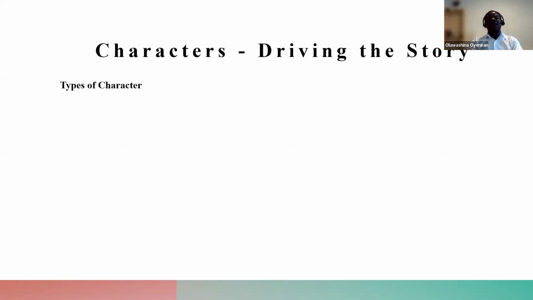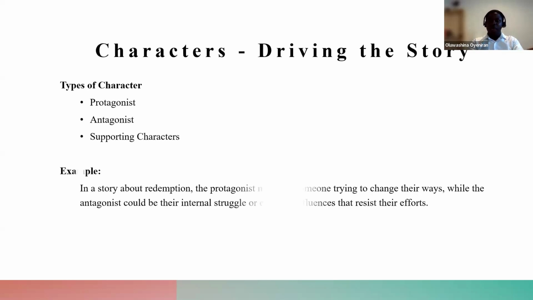Basically, there are three types of characters. We have the protagonist, we have the antagonist, and we have the supporting character. The protagonist, as the name implies, is the main character, while the antagonist can be a kind of opposition force. And finally, we have the supporting characters. These are the set of additional characters that help develop the plot or the protagonist's journey.